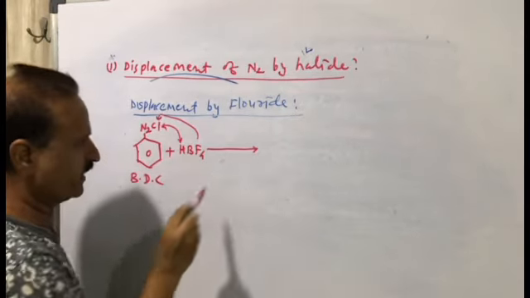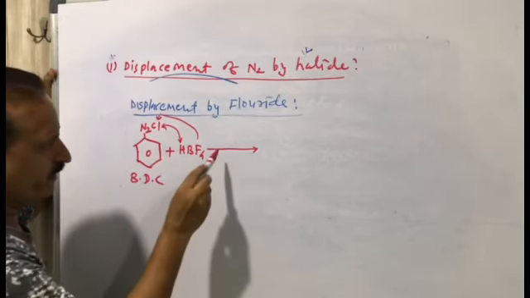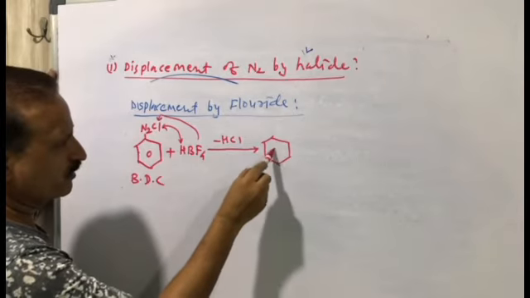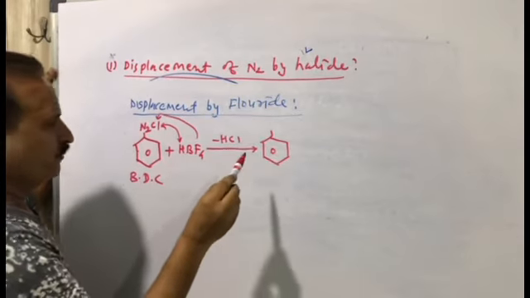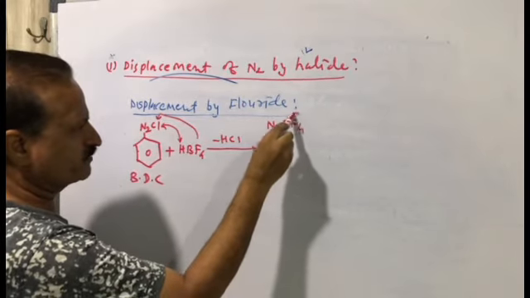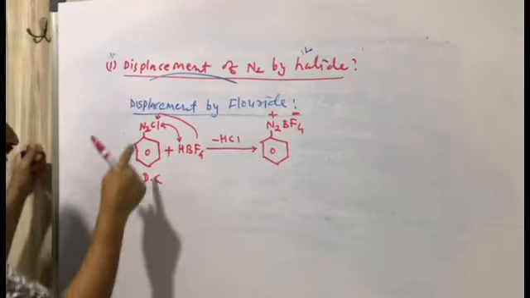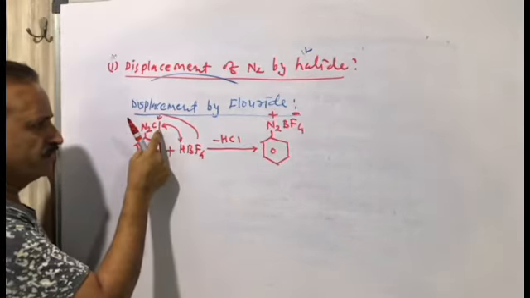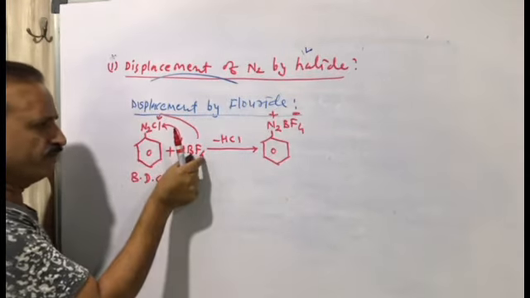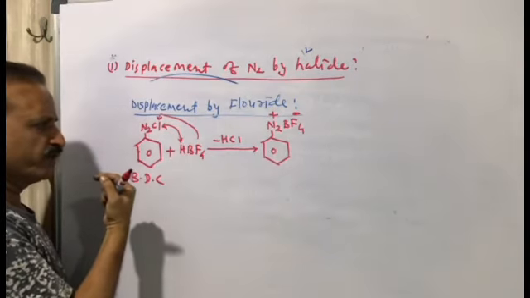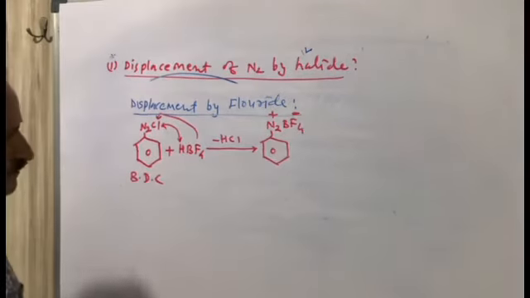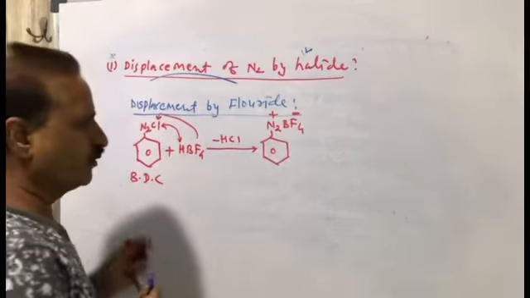This is not explained in your textbook. So we are having minus HCl and we are having benzene diazonium fluoroborate, N2BF4. BF4 is minus and N2 is plus, because Cl minus is displaced and BF4 is attaching in place of Cl. H is removed from the HBF4, so BF4 will become minus and take the place of chloride. This is benzene diazonium fluoroborate.